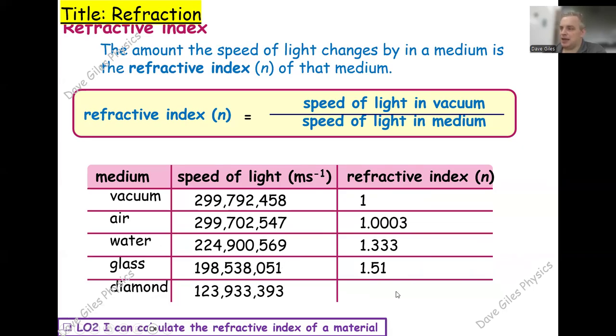I'll let you calculate diamond yourself, give you a few seconds just so you can make sure you're comfortable doing the calculation. You should get about 2.4 for the refractive index of diamond. Moving on.